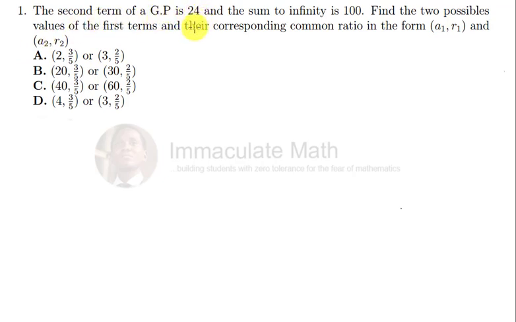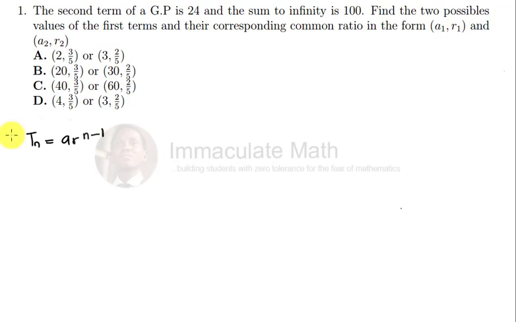It said that the second term of a geometric progression is 24. Now, if you ask yourself, what is the nth term of a geometric progression? The nth term is given as a multiplied by r raised to the power n minus 1, where a is your first term, r is your common ratio, and n is your number of terms.